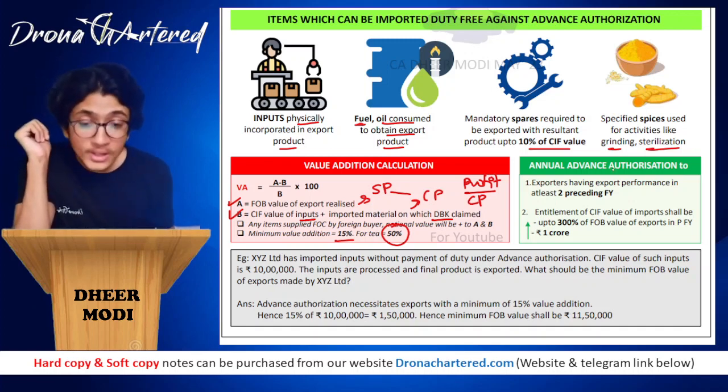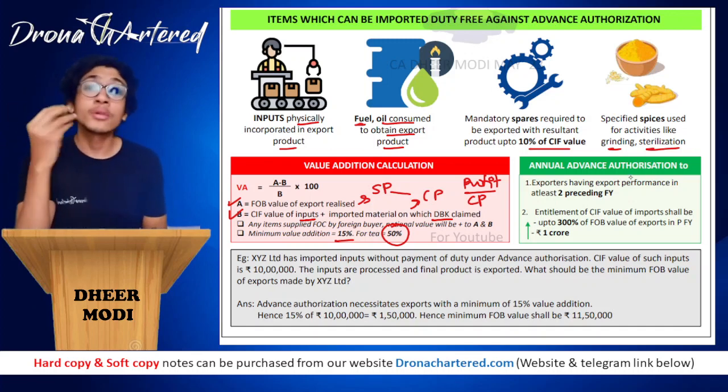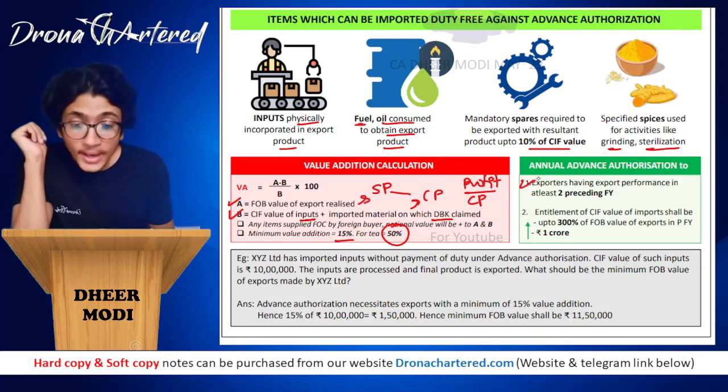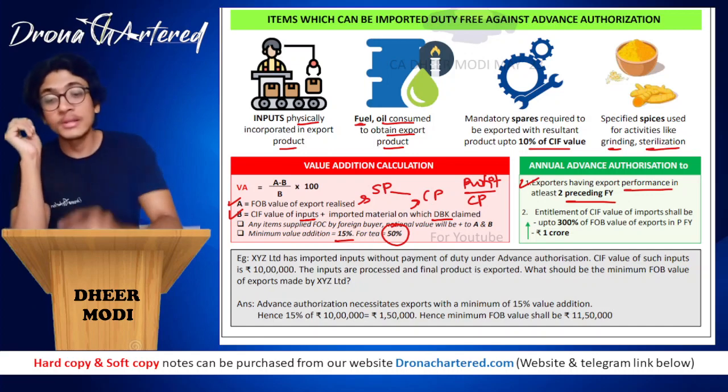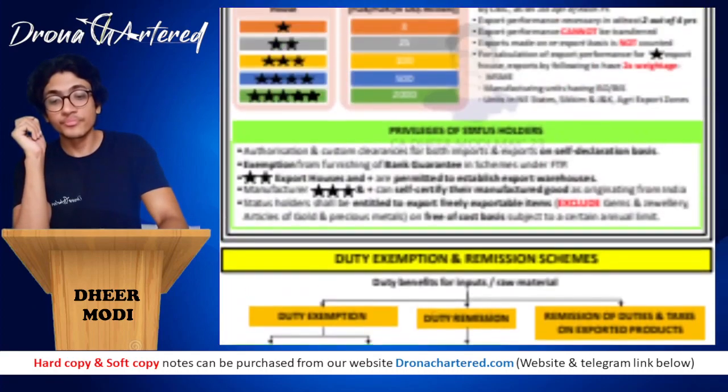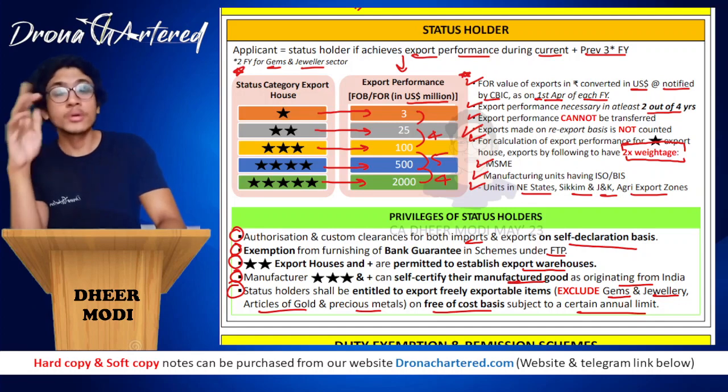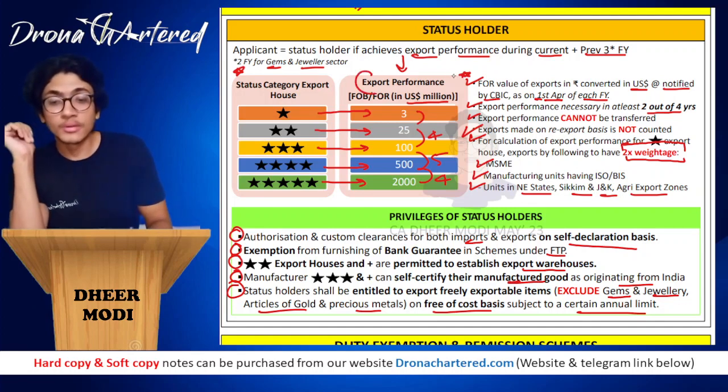Next is annual advance authorization. So annual advance authorization will be given to whom? Exporters who have export performance in at least 2 preceding financial years. So they have export performance. These tables that we have studied above. Okay, so exporters, if they have this export performance.